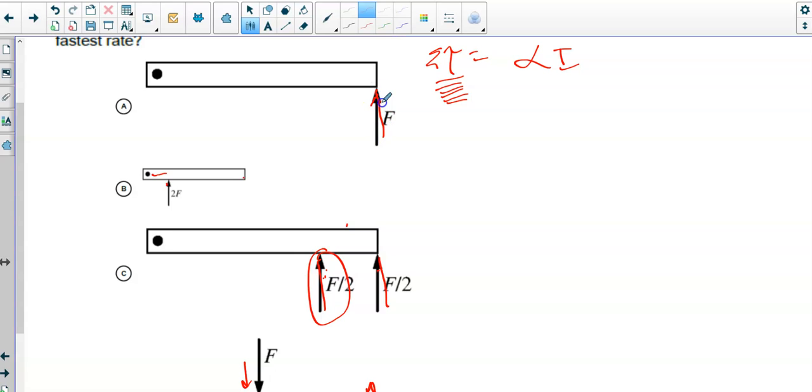This force is only half of this one, but it's more than twice the distance away. And it's more force than these two. Even though these add up to the same force, this one is closer. So I'm going to go with A.